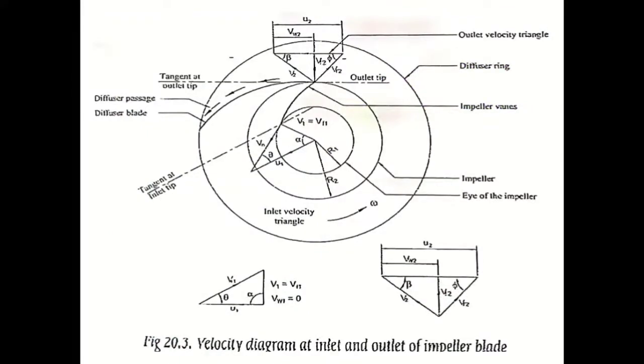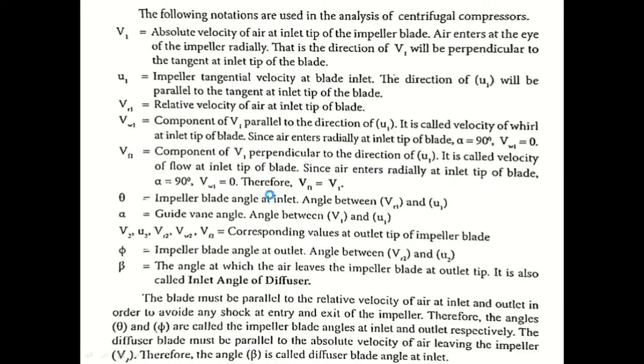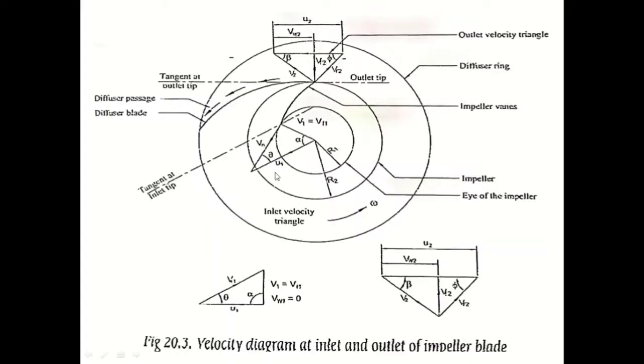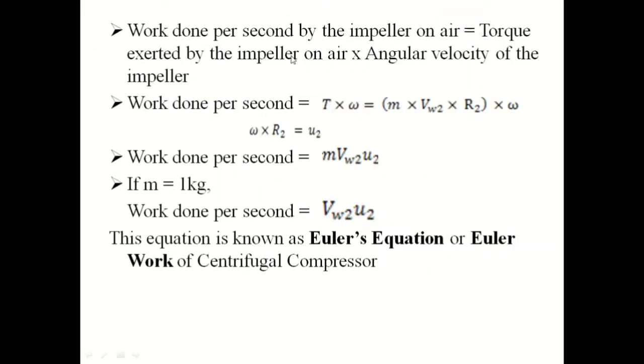This diagram represents the velocity diagram of the centrifugal compressor. You can see the inlet velocity diagram and the outlet velocity diagram. So this represents the inlet velocity diagram, and this is the outlet velocity diagram.